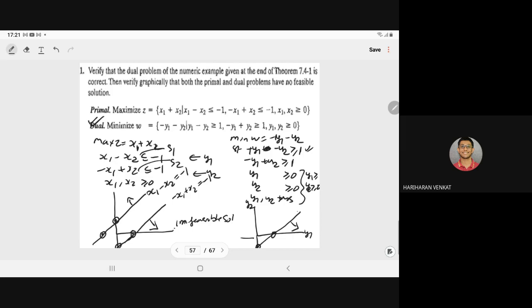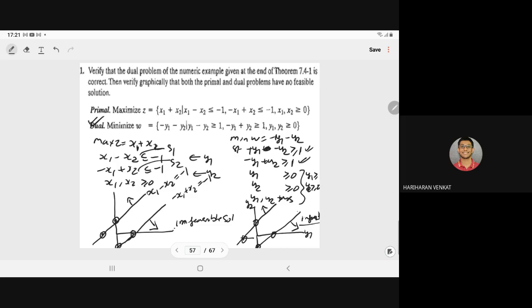Now for the other constraint, if you draw minus y1 plus y2 greater than or equal to 1: when y1 is equal to 0, y2 is 1, and when y2 is equal to 0, y1 is -1. Now if you put 0, 0, then 0 is not greater than 1, so we take the other side, and again we have an infeasible solution.